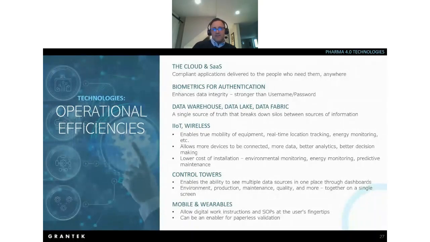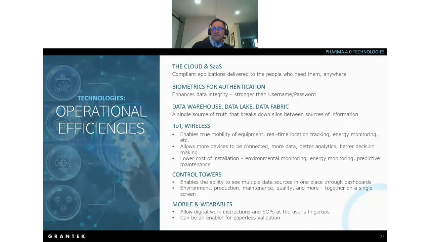Then you have the industrial Internet of Things and wireless technology. This enables true mobility of equipment, real-time location tracking, energy monitoring, and so on. It allows more devices to be connected, more data, better analytics, and better decision-making. It also enables a lower total cost of installation for things like environmental monitoring, energy monitoring, and predictive maintenance.